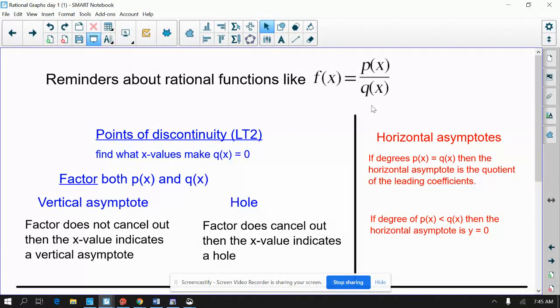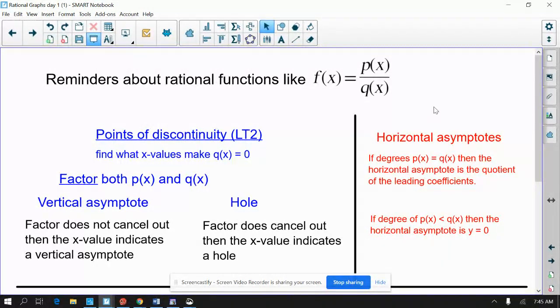And any point of discontinuity is an x value that would make you divide by 0. So I need to find the x's that make q, the bottom, 0. To do that, I would factor both top and bottom, factor both p of x and q of x. And once I factor, if anything cancels out, then it's a hole, remember? And if it doesn't cancel out, then it's a vertical asymptote. I hope you remember that from Learning Target 2. It was also on our quiz a couple weeks ago.